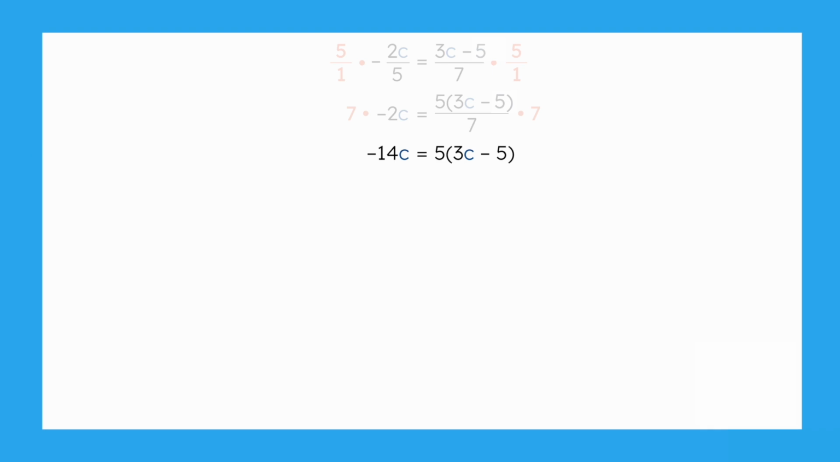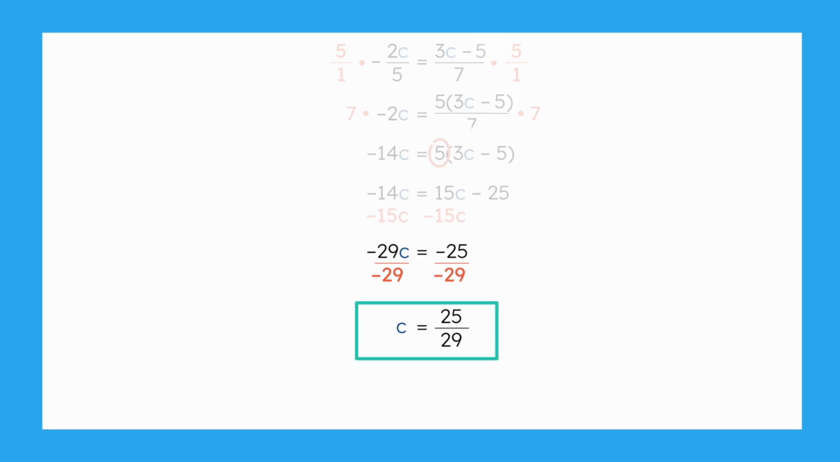I start by distributing this 5 on the right, which gives me 15c minus 25. Then, I canceled 15c by subtracting 15c from both sides to get negative 29c equals negative 25. Finally, I divide both sides by negative 29 to get c equals negative 25 over negative 29, which is positive 25 over 29. Pause here if you need to correct any errors or make any additional notes for yourself.